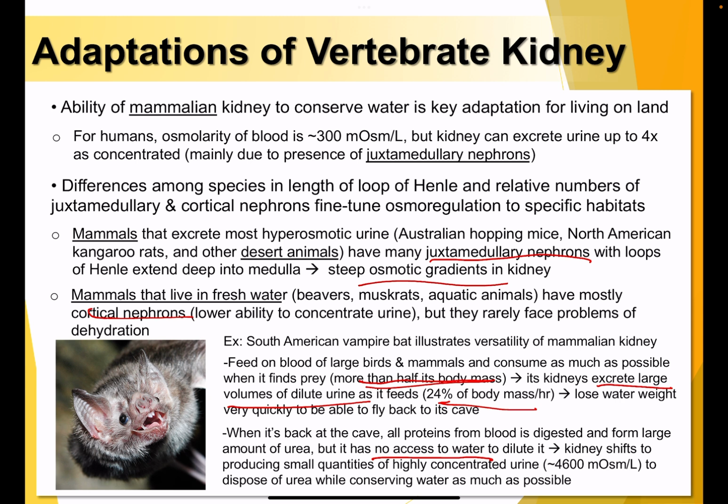So now the kidney is able to shift to producing very small quantities of highly concentrated urine. We're talking about 4,600 units of osmolarity, and they then dispose of the urea through that tiny amount of liquid. So whatever water they can conserve, they can do it as much as possible back in the cave. Because of this really huge range of osmolarity of urine that these bats can pee, this is what makes them very interesting to talk about in the urinary system because they can adapt according to their particular diet.